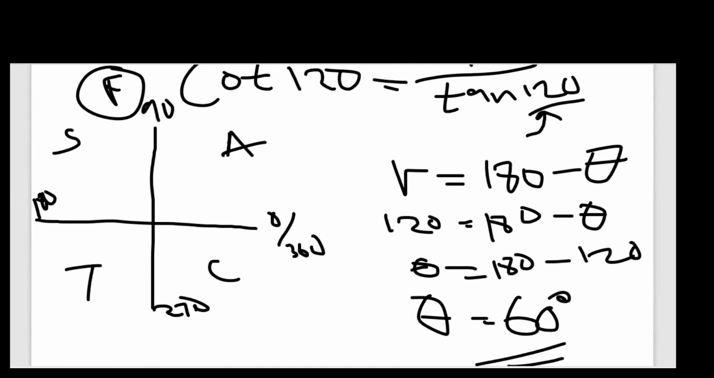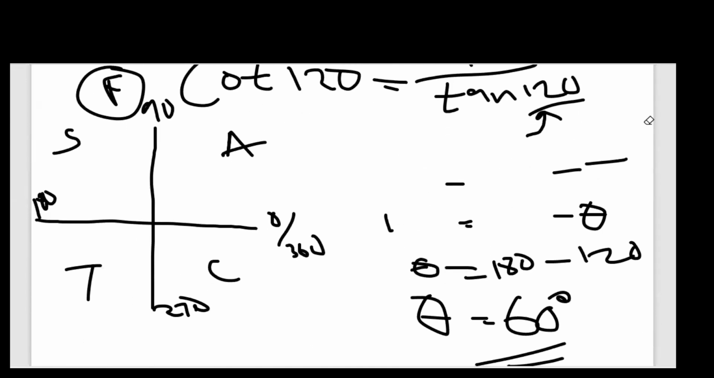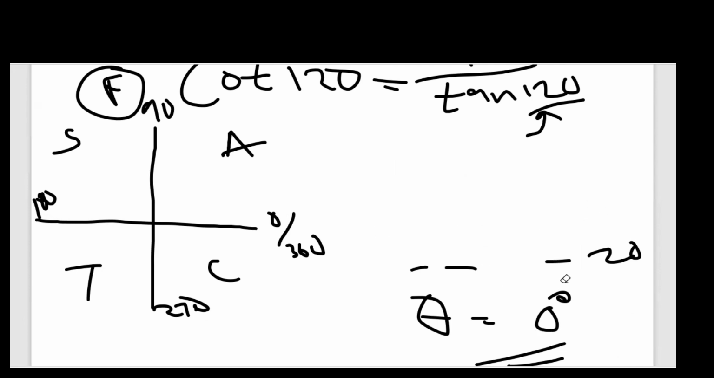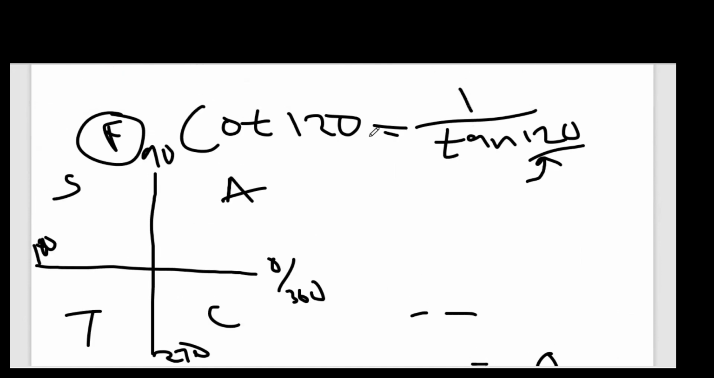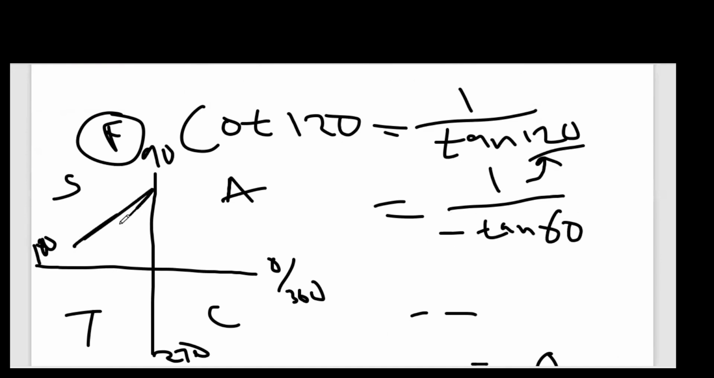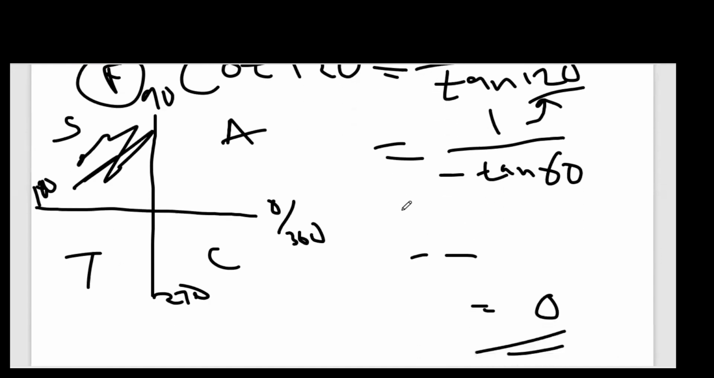If I could clean some of this down so that I continue, we'll have something like this. So cot 120 is equal to 1 over tan 120, which is also equal to 1 over minus tan, then the special one. Why are we putting a negative? Because tan in this quadrant here is negative. So it is equal to 1 over minus tan 60. Special angles, you have to know them.